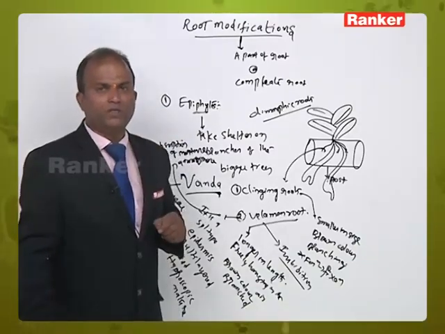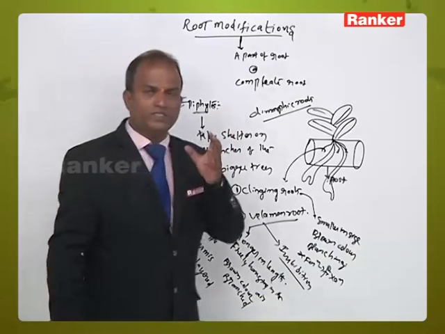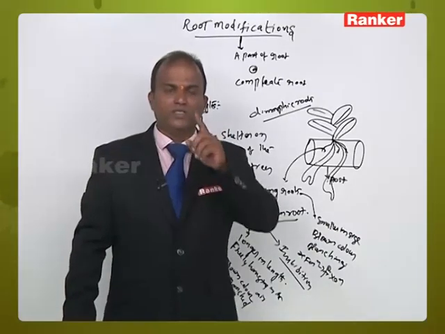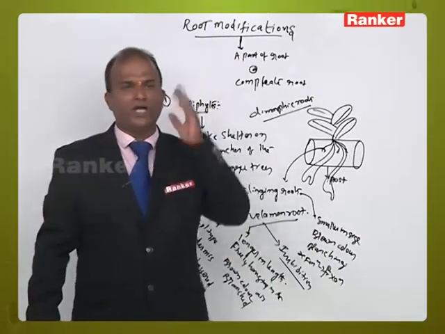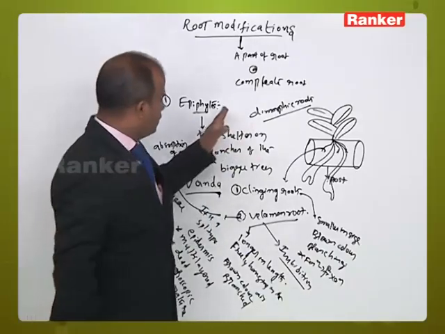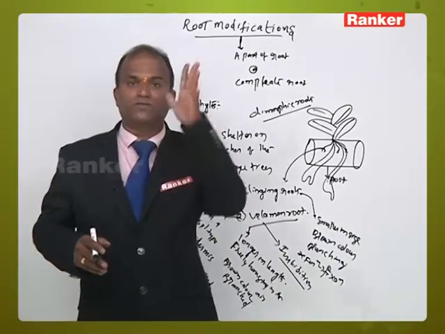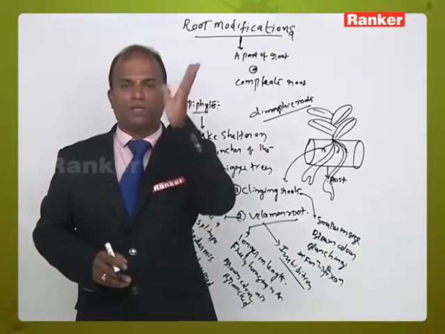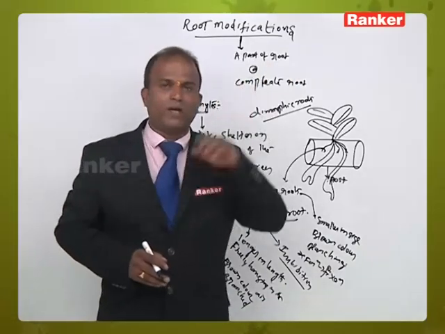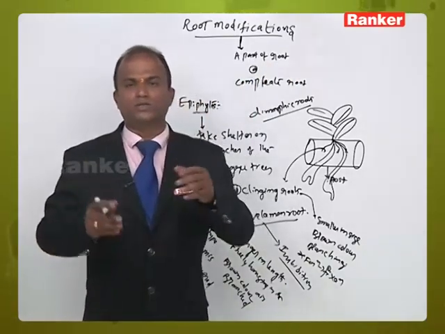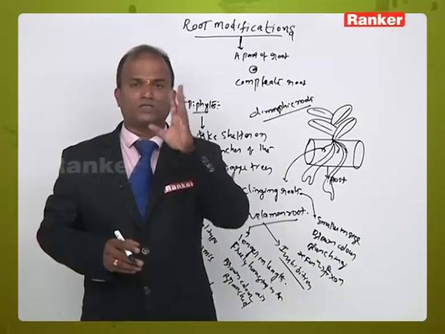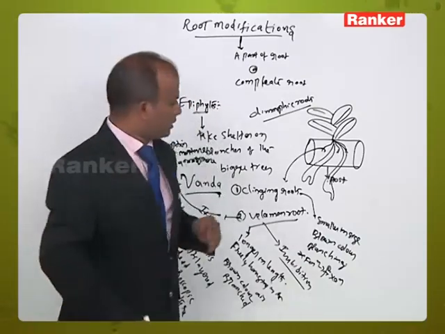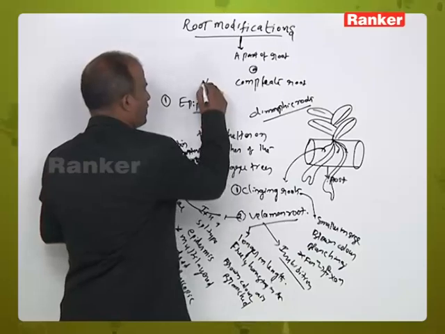Can you tell me whether these epiphytes show xerophytic characters or mesophytic characters? These epiphytes show xerophytic characters. Why? Because these plants do not have direct contact with the soil. If they had direct contact with the soil, there would be a continuous water supply. But as they grow on the branches of bigger trees, they do not have a continuous water supply. That means they exhibit xerophytic characters.